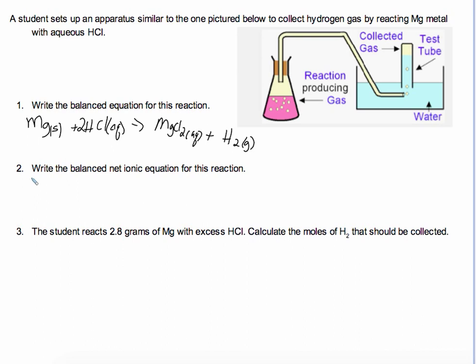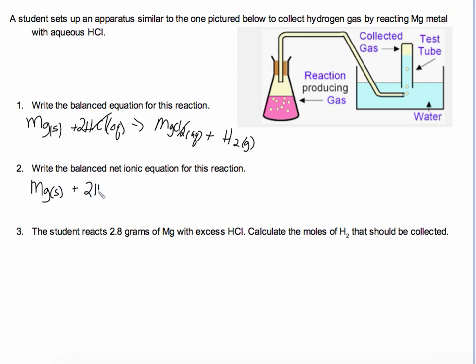All right, write the balanced net ionic equation. So you cross off any spectator ions, but you can only cross things off that are aq on both sides. So the chloride is aq on both sides, and that's it. So you got magnesium solid. Remember, solids don't get any charge because they're not ions.